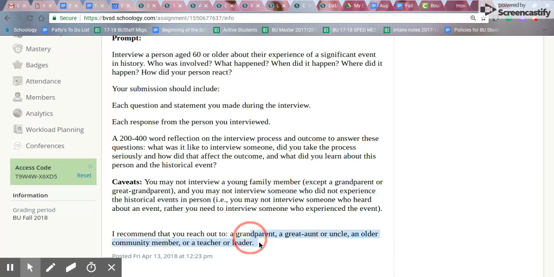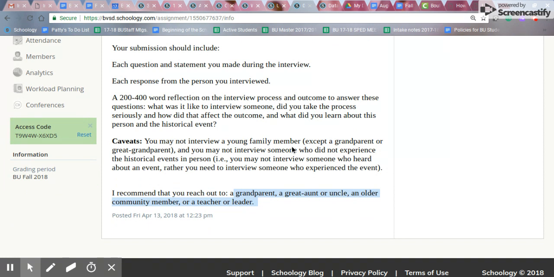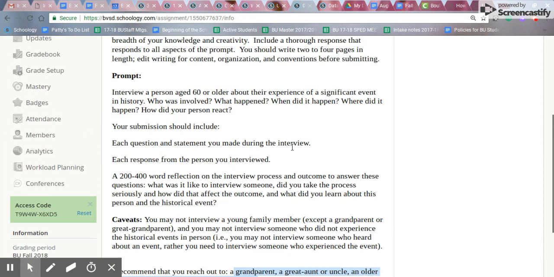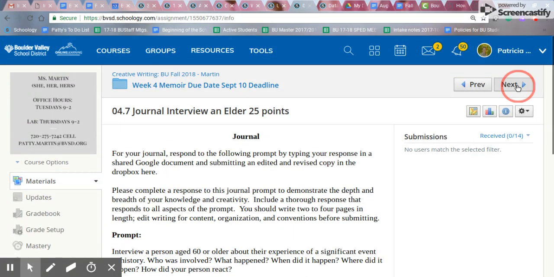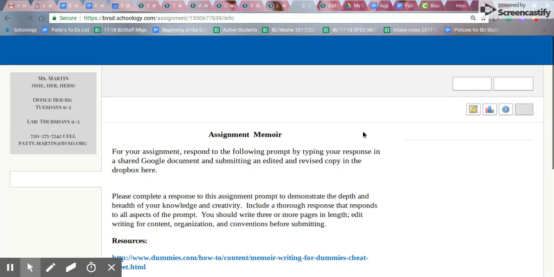I would recommend that you reach out to a grandparent, great aunt or uncle, or an older community member, a teacher, or a leader, as soon as you can, so you can get this scheduled. That's going to be pretty important. Don't wait until the last second. Okay. That usually goes badly if you wait until the last second. So try to jump on that quickly.